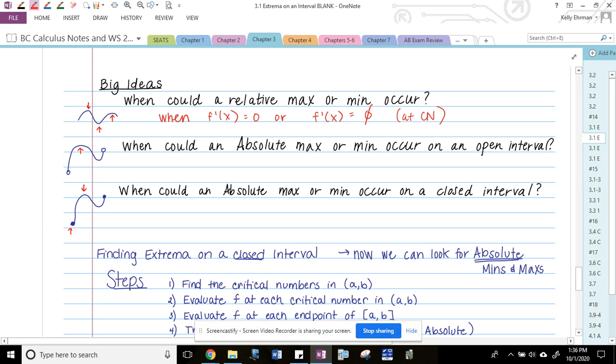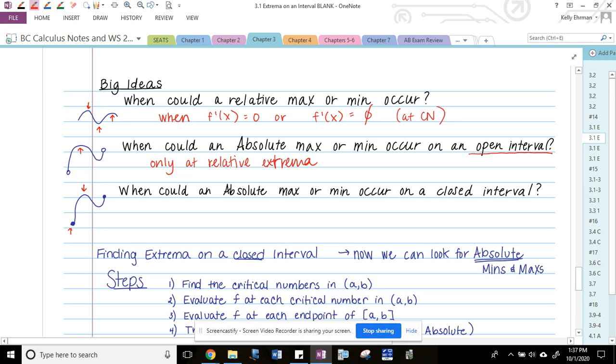When could an absolute max or min occur on an open interval? Open interval means this picture here. You're not including the endpoints. Only at relative extrema. Relative max or min.